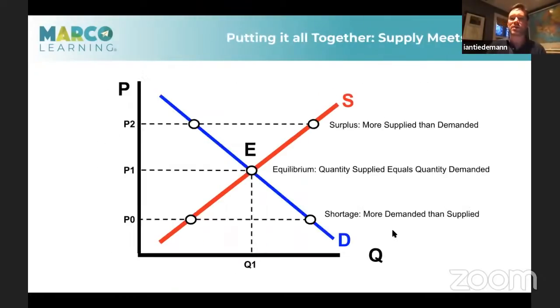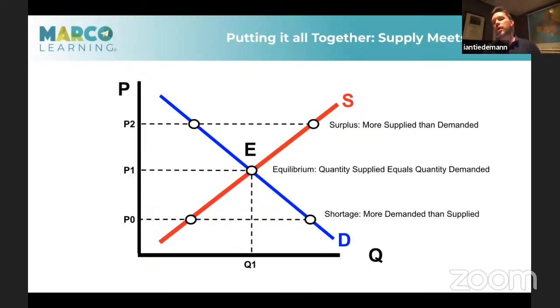When these two bits come together, you have supply and demand. And think of equilibrium, that perfect point in the middle. It's kind of like the market clearing price and quantity. And if the price goes above equilibrium, then think of equilibrium also as like a magnet. If people are trying to sell it at P2 on this graph, but the real equilibrium price is P1, well, you're going to have a surplus. Too many are going to be supplied at that price. And they're eventually going to have to bring the price down, back towards equilibrium.